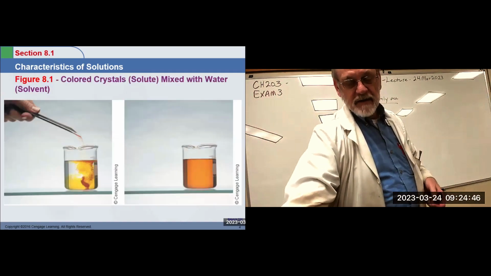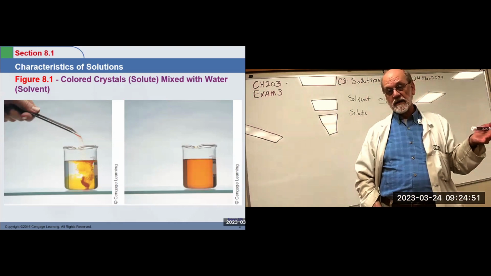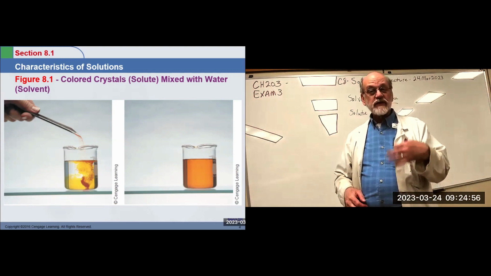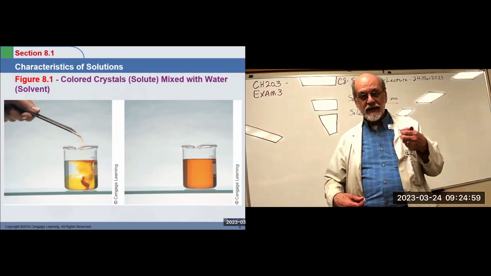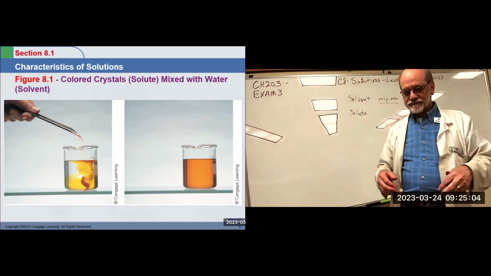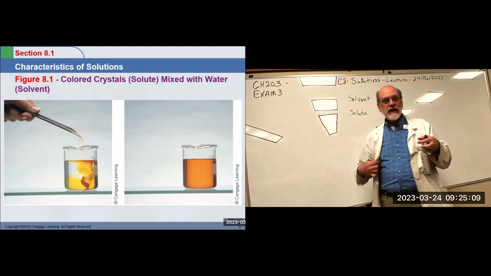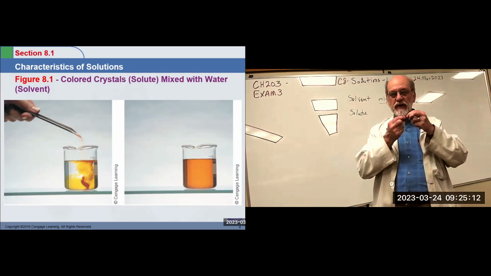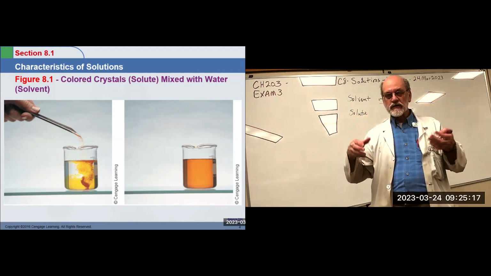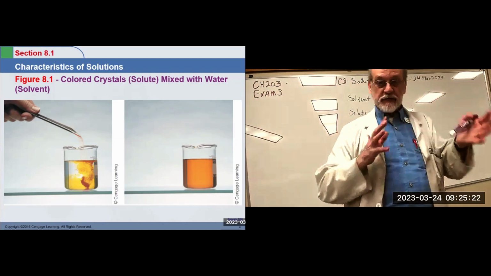All right, so here's an example of some colored crystals, we don't know what they are, mixed in water. We know that this is a solution because we can see through it. Right? We don't see any particles suspended moving around. Now, sometimes, we're going to talk about this later, you get things where the particles are so small, they remain suspended. And it looks like a solution to the naked eye, but it's not. And we have a way to tell the difference between those two.